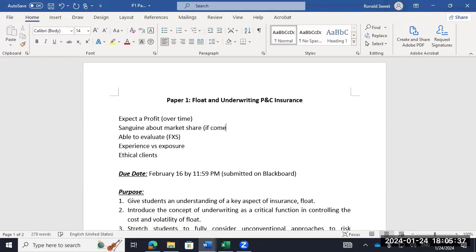If competitors. Oh boy. Competitors offering rates. I can't spell the word competitors. Same old. Let's see if Bill Gates can do it.